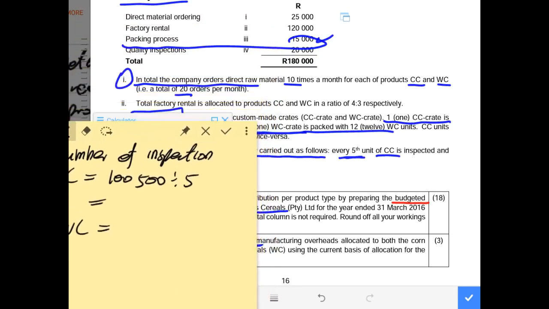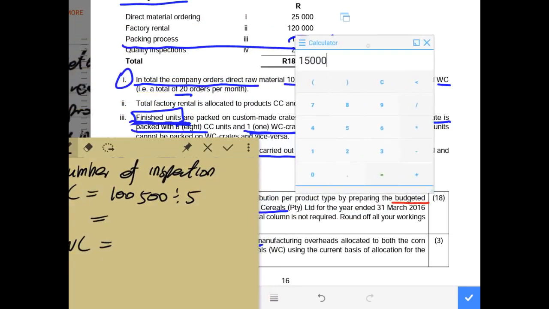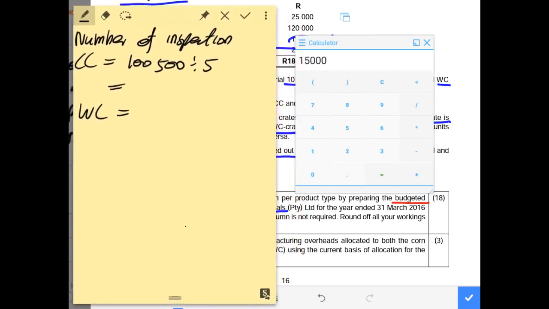So now, just get my calculator there. Then now it will be 100,500 divided by 5, because every fifth product is inspected. So now this will be 20,100, meaning 20,100 number of inspections, which was 100,500. Divide this by 5. Then it's 20,100.